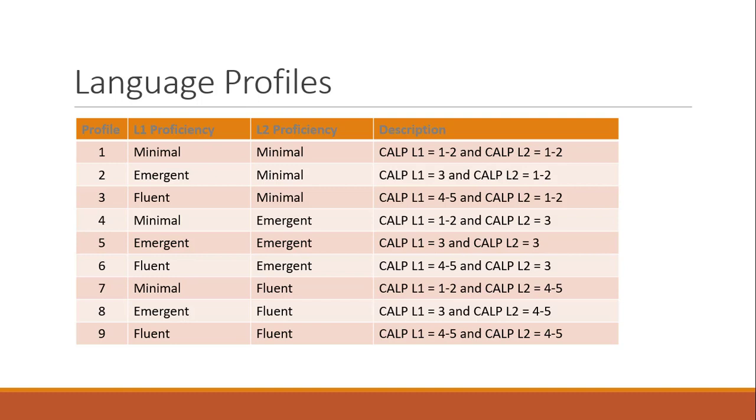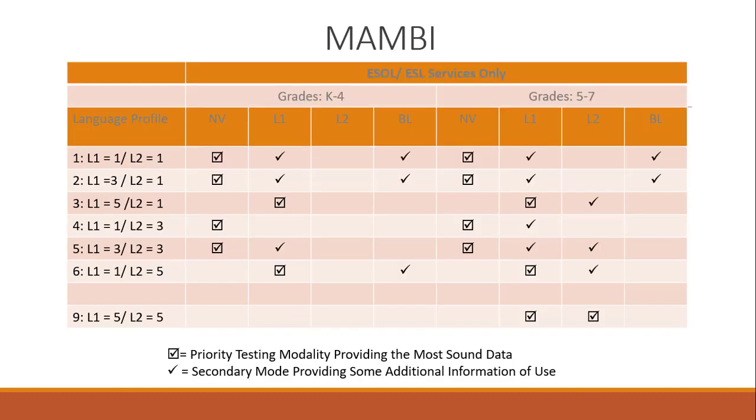But then most kids fall somewhere between 2 and 8. And so one of the things that you have to decide is where are they? Because where they fall matters. Minimal is pretty straightforward. Profile 1, you're going to probably give most of your tests nonverbally. Profile 9, you could probably give the test in either language or both languages. But what do you focus on between 2 and 8?